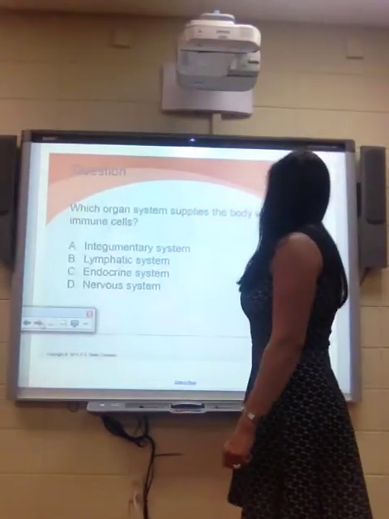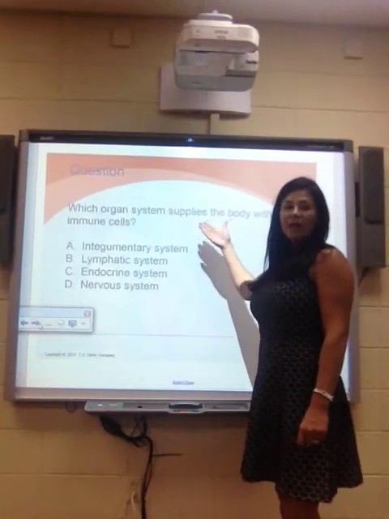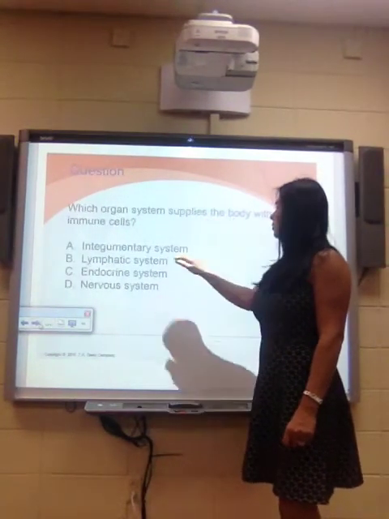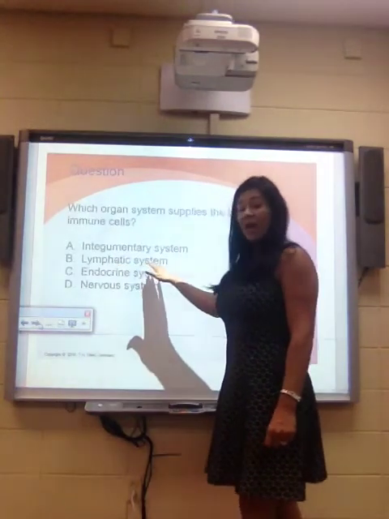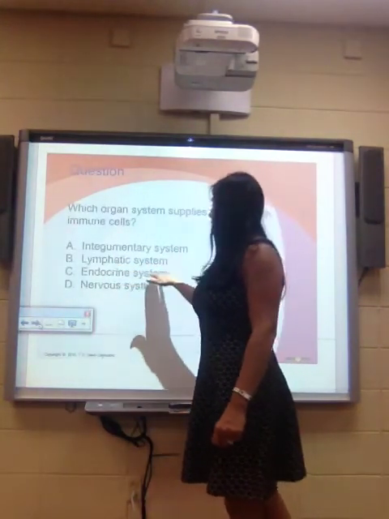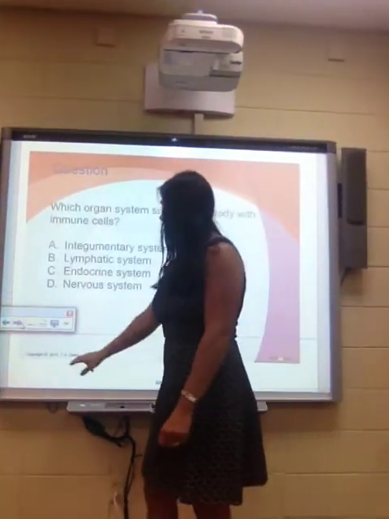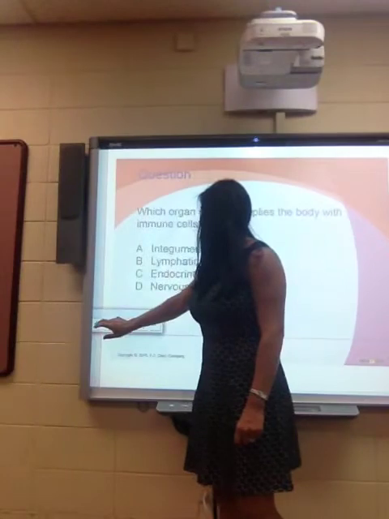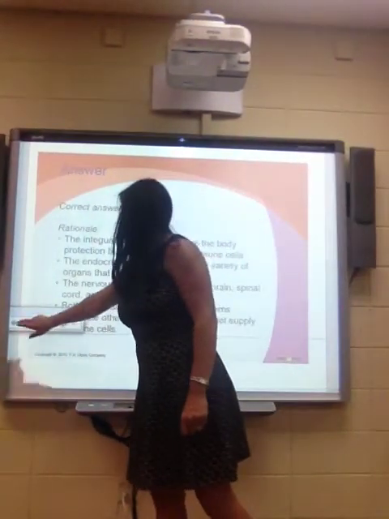Which organ system supplies the body with immune cells? So which one of those 11 is considered our immune system? A, the integumentary system, B, the lymphatic system, C, endocrine system, and D, the nervous system. So which one of those is considered our immune system? That would be B, your lymphatic system.